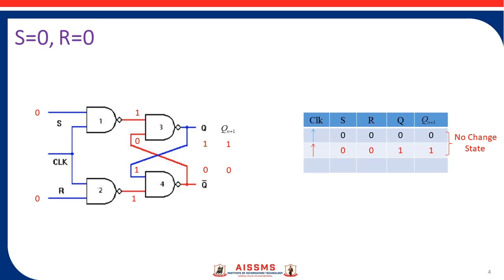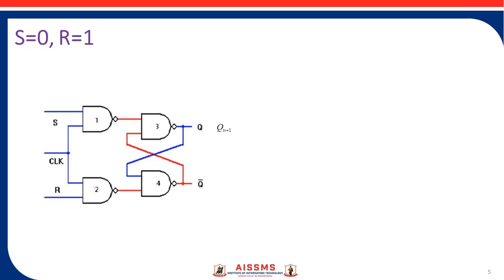Now we'll find out the output for S equals 0 and R equals 1. S value is 0 here, so the output of the first NAND gate is 1. The output of the second NAND gate will be 0 because we are providing 1 as an input. Now, out of the third and fourth NAND gates, the fourth NAND gate gives output first because we are providing 0 as an input. So it will not wait for the second input. So Q bar will be 1 here.